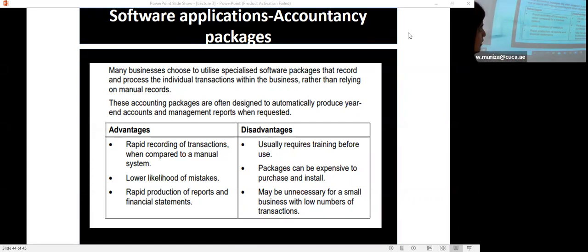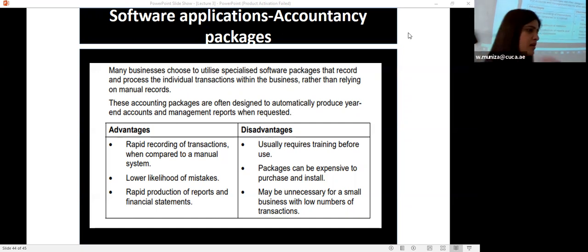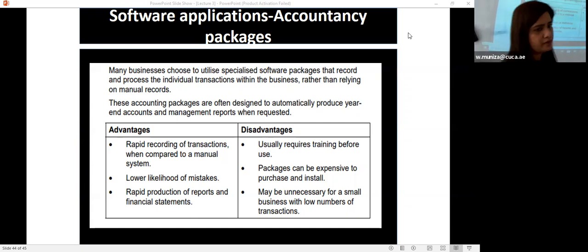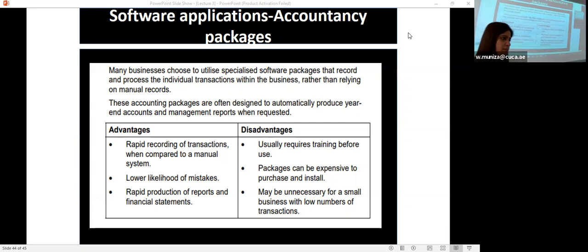These accounting packages are often designed to automatically produce year-end accounts, financial statements, and management reports when requested. So after putting in the initial information, whatever reports you require from those accountancy packages are going to be given to you. What are the advantages?